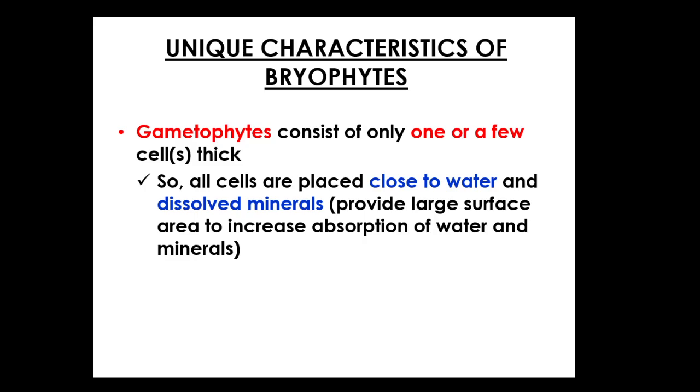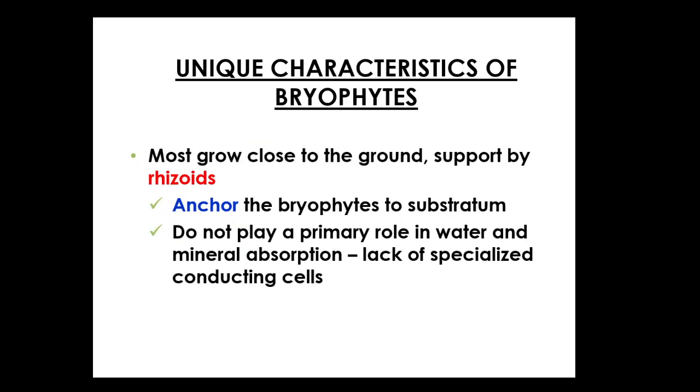So gametophytes consist of only one or a few cells thick. Therefore, all the cells are placed close to water and dissolved minerals. This gives it a large surface area to increase the absorption of water and minerals.